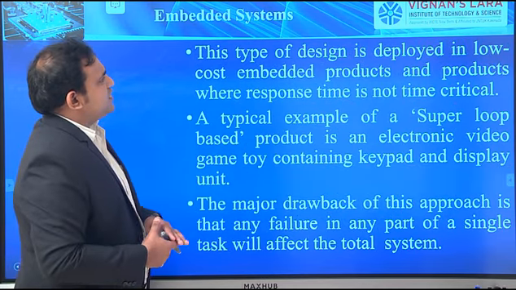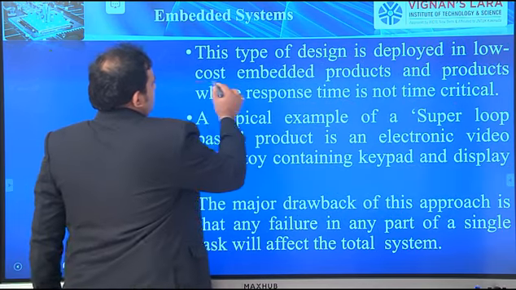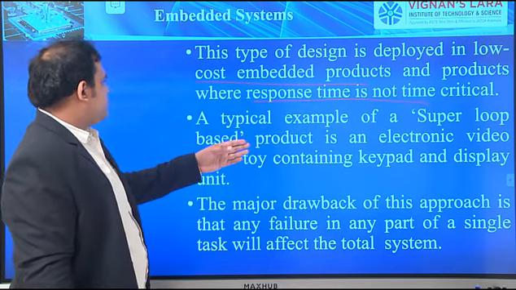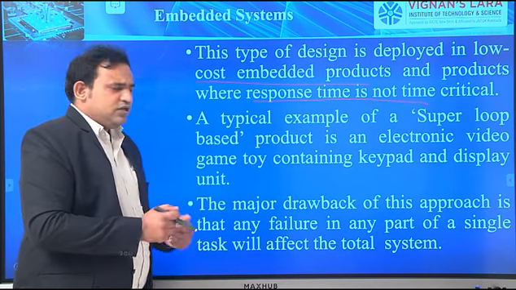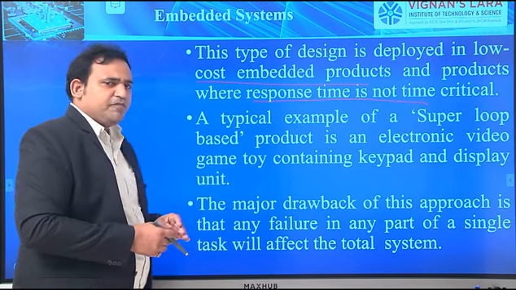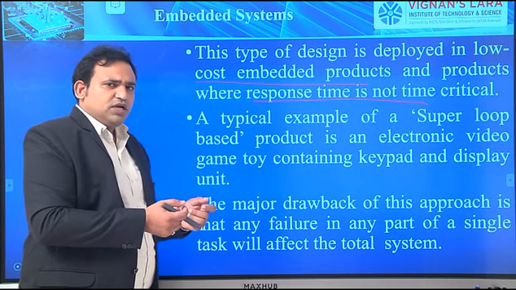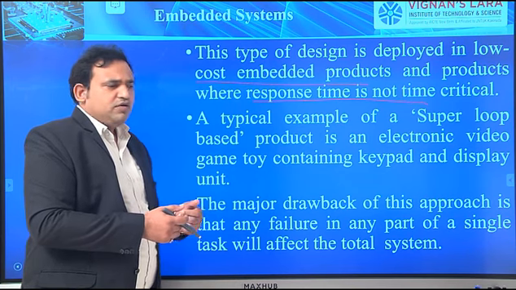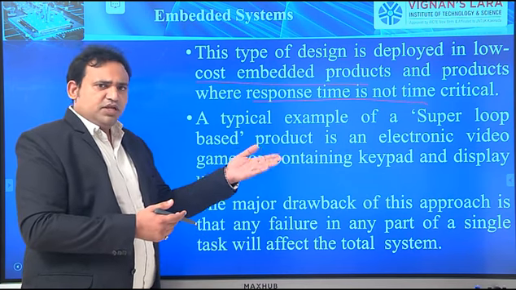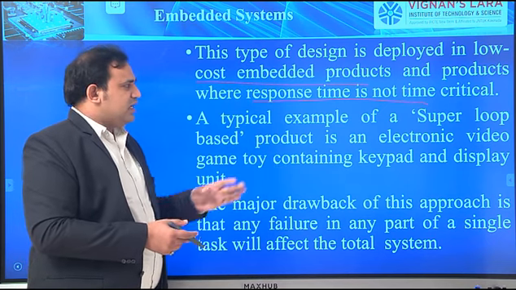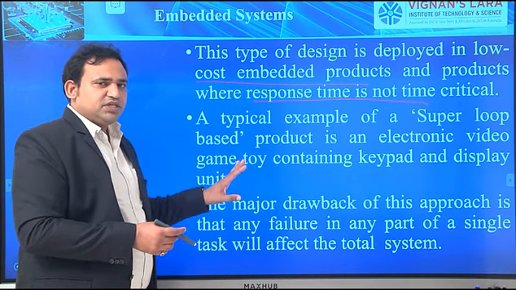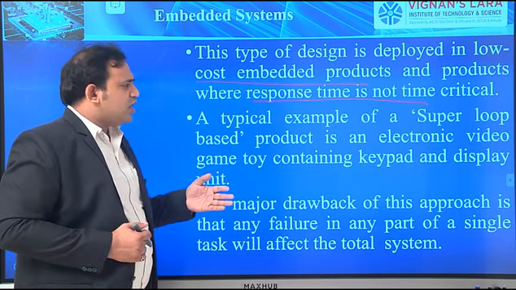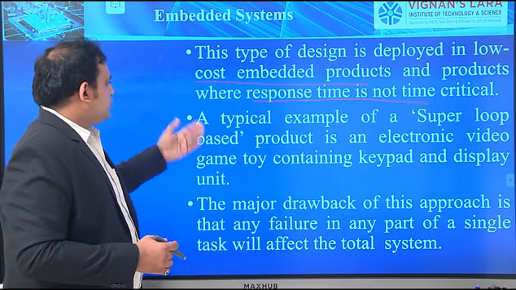Next, this type of design is deployed in low-cost embedded products, and products where response time is not critical. A typical example of a super loop based product is a video game, generally one containing some keypad and display. We used to play video games like car racing, where we give inputs from the keyboard and the respective action is visible on the display. These are dedicated, simple applications that are not time critical, and the response may be slow. For low cost embedded systems, we will generally go for a super loop based model.